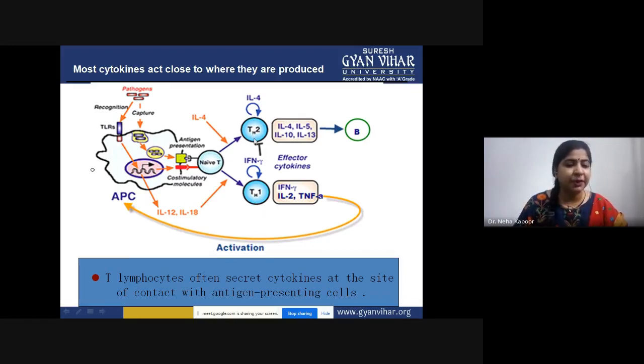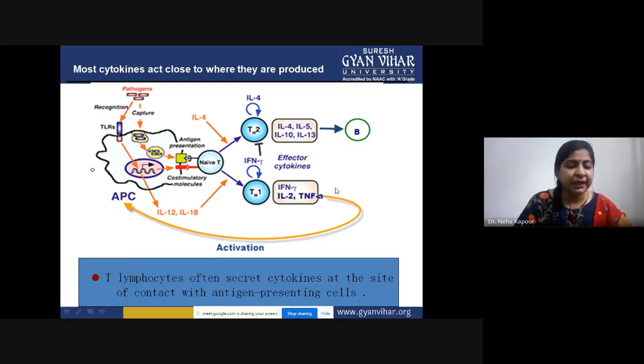In case of T helper 2, it is producing cytokines. If it is producing interleukin 4, 5, 10 or 13, that will act on the nearby cell, that is B cell, so that antibodies can be produced. However, this interleukin 4 can also act on the T helper cell 2 also, so as to reduce the clonal expansion.